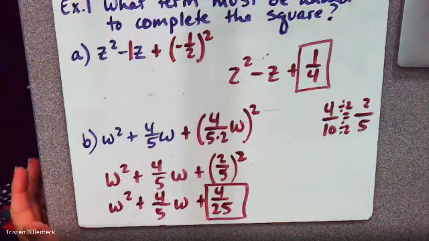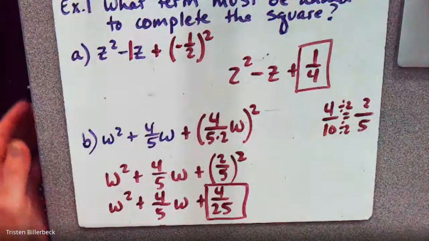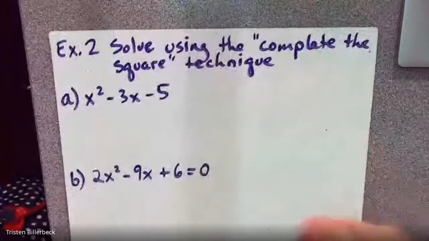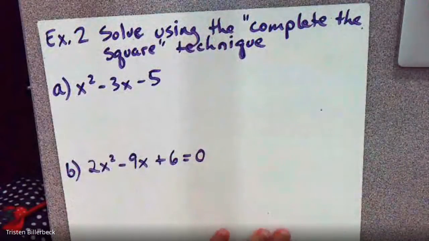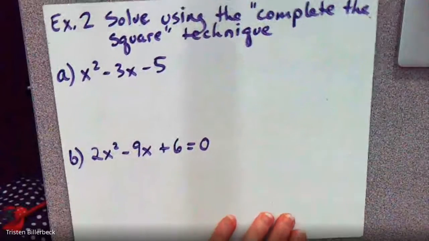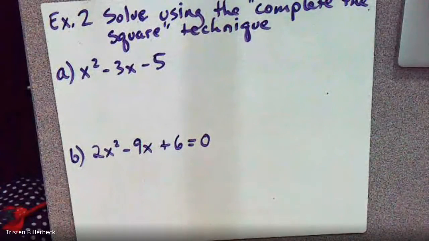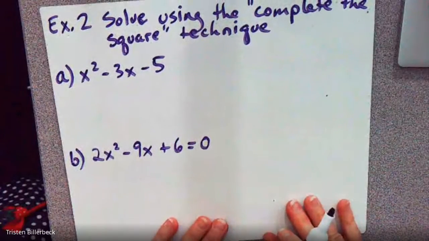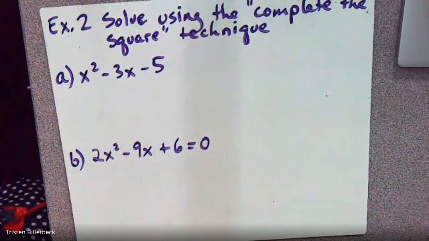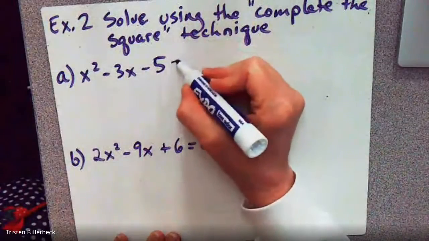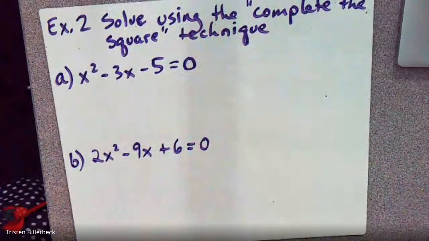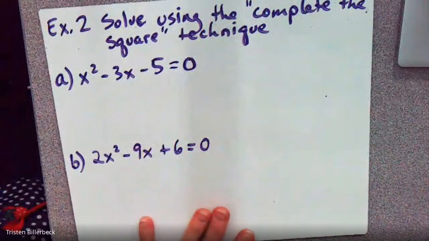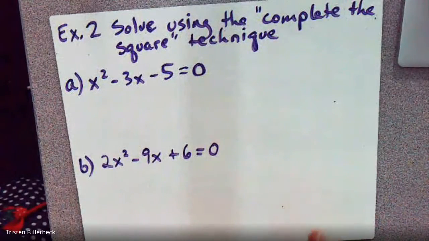All right, so now let's do this for real. Okay, we're going to solve this by completing the square. So first, I think I'm missing a little something here. So this should equal a 0 right there. Okay, so we're going to solve using the complete the square technique.